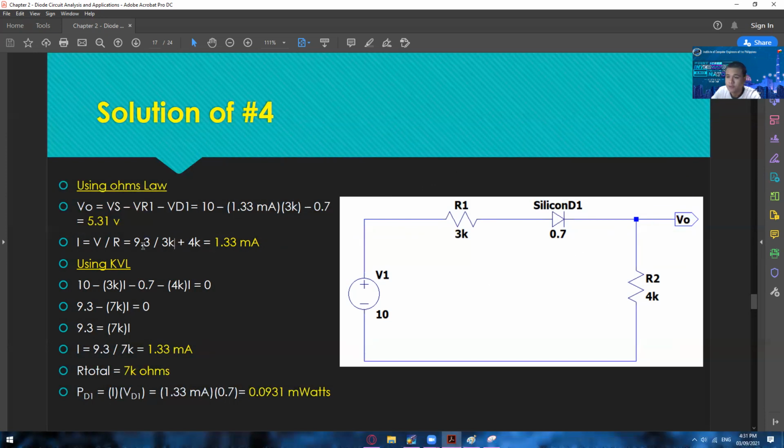You can also use KVL using this kind of expression. I will leave how to do that one because I've already taught this in electrical circuits. In here we just go clockwise and label everything positive, negative, positive, negative, and then you will get this kind of equation. Simplify it and you will get the same result, which is 1.33 milliamperes. For the R total, of course, it's 7k since they are in series, just add them. For the power across D1, just use this formula: I times VD1. So 1.33 milliamps multiplied by the voltage of the D1, which is 0.7, and then you will get 0.0931 milliwatts.